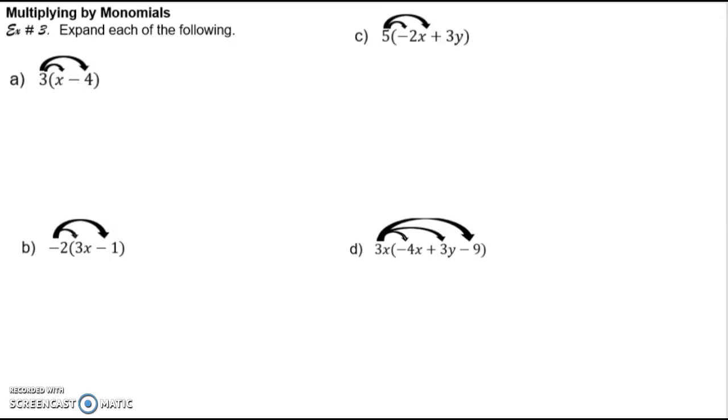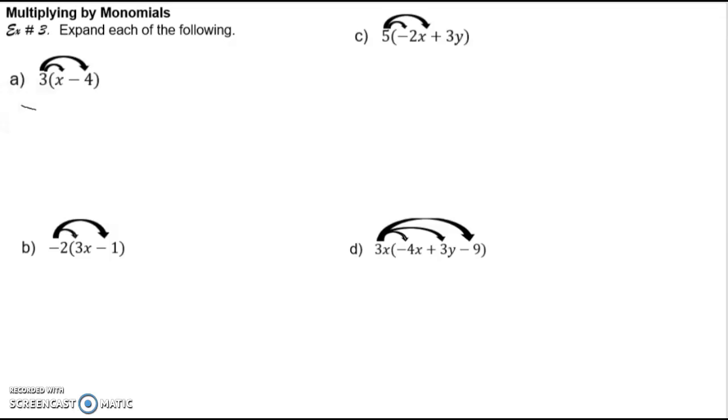All right, so now we're working on multiplying by monomials. Example 3. It says expand each of the following. So just going one step further. So now if you look here, we have a 3 outside the bracket, and then inside the bracket we have x minus 4. So that means 3 times x, and then 3 times negative 4.